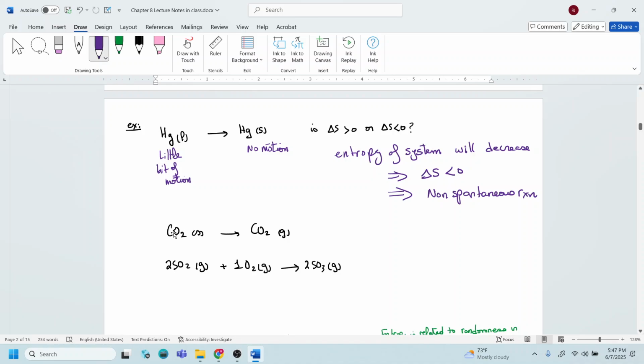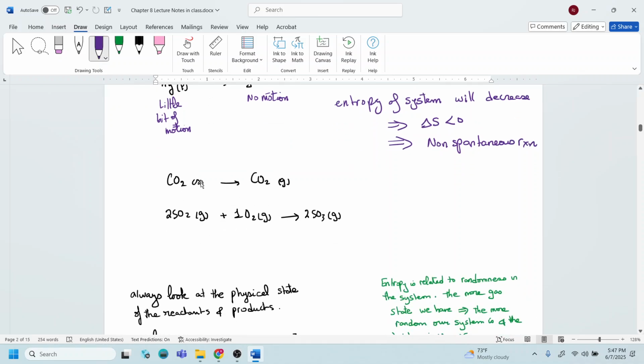Another example, going from carbon dioxide solid to gas. So I'm going from the solid state to a gaseous state, okay? From solid, which is no motion, to gas, which is a lot of motion because the molecules can simply move freely. So the entropy, the randomness of the system, is going to increase. So delta S in this case is going to be positive, and I know if delta S is positive, then this one is going to be a spontaneous reaction.